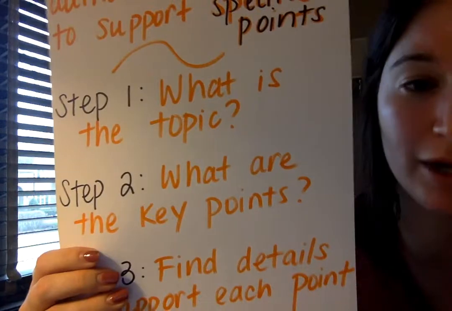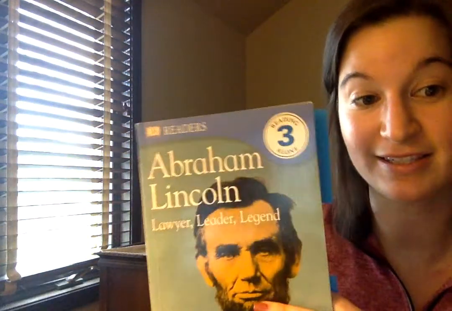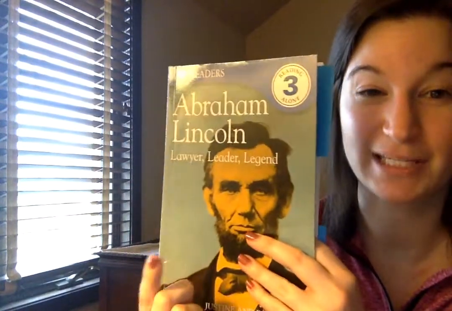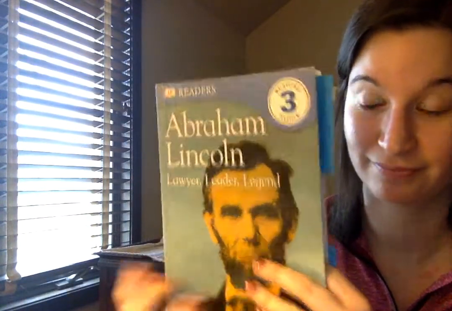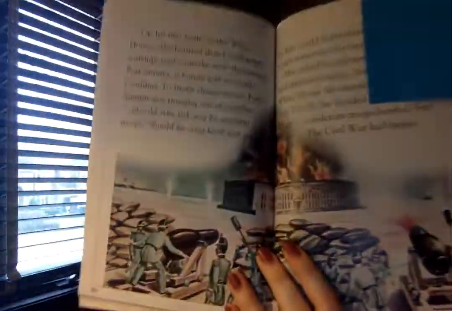Step number 2, what are the key points? The key point that we are going to be focusing on today is that Abraham Lincoln used his power as president to help end slavery. And that relates to our question as well.